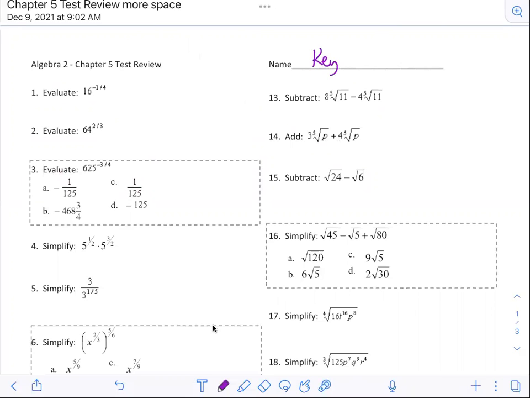But we've got a negative exponent, so negative 1/4 power. That is going to make it 1/16 to the 1/4. And then remember, the 1/4 power would be the fourth root of 16. So that's going to equal 1/2.